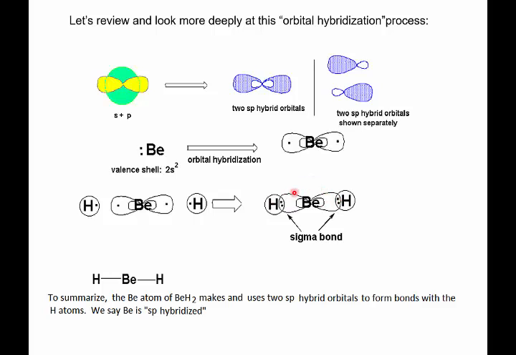180 degree bond angle. Oh, by the way, there's a technical term we use, you might remember from organic chemistry. When the shared electron pair of a bond lies right on the bond axis, that's called a sigma bond. So beryllium hydride has 2 sigma bonds. All right, summarizing, the beryllium atom of BeH2 makes and uses 2 sp hybrid orbitals to form bonds with the hydrogen atoms. And we say, the language is that the beryllium is said to be sp hybridized.